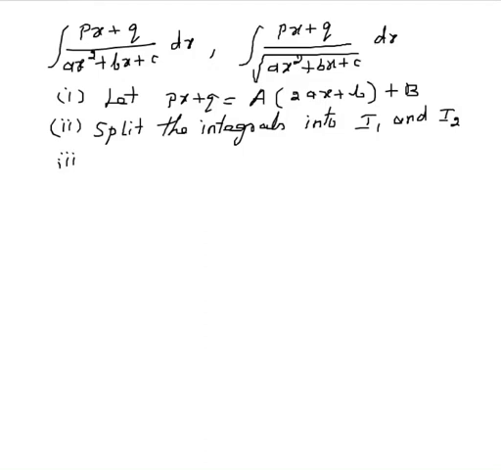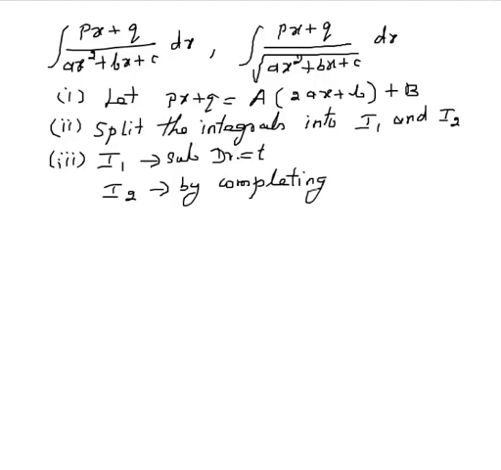The third step, the first integral I1 should be done by substituting the denominator as t, and I2 by completion of squares. Complete the squares and use the formula. This is the method.